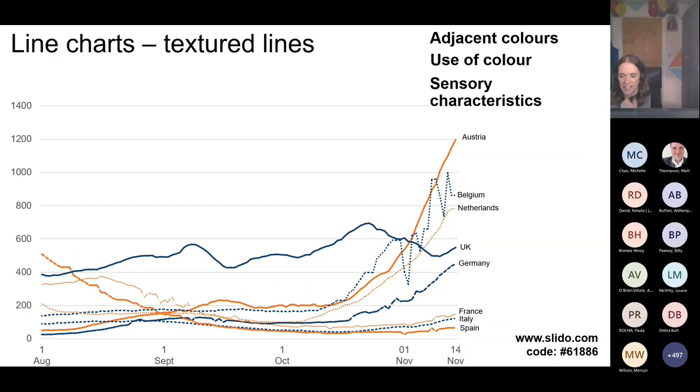So this one then, so this time I've only used the blue and the orange. The blue and the orange have enough colour contrast when they're next to each other. And I tried to use dots and dashes to differentiate those lines. So what do you think about adjacent colours here?